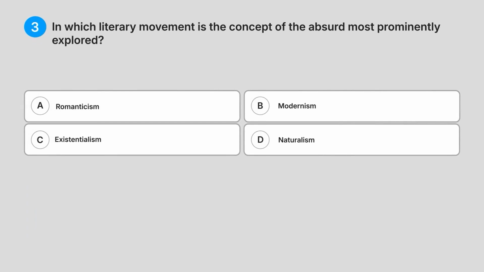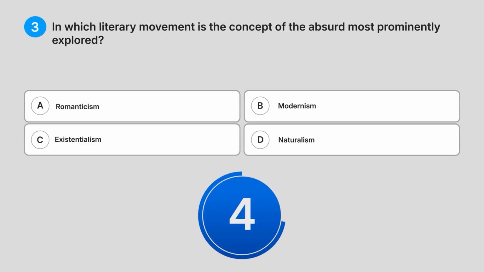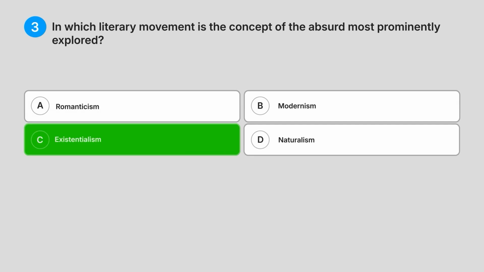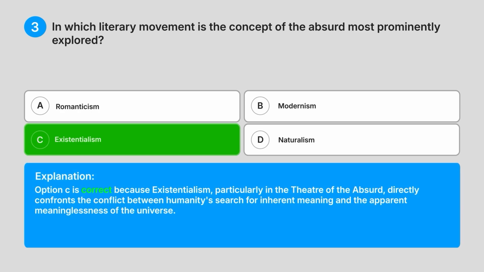3. In which literary movement is the concept of the absurd most prominently explored? A. Romanticism. B. Modernism. C. Existentialism. D. Naturalism. Do you know the answer? Correct answer, C. Existentialism. Explanation. Option C is correct because existentialism, particularly in the theatre of the absurd, directly confronts the conflict between humanity's search for inherent meaning and the apparent meaninglessness of the universe.